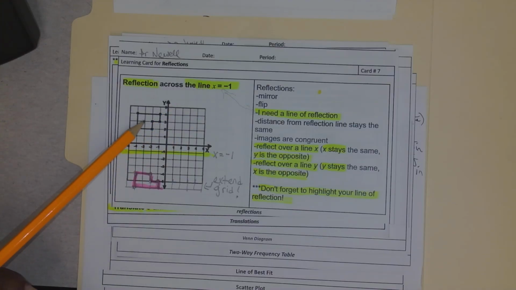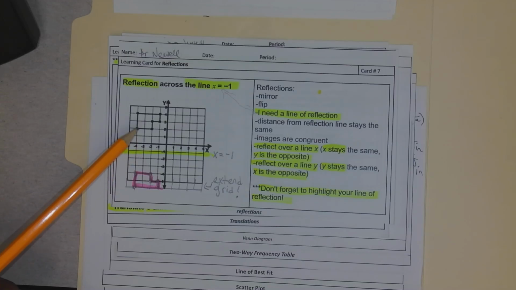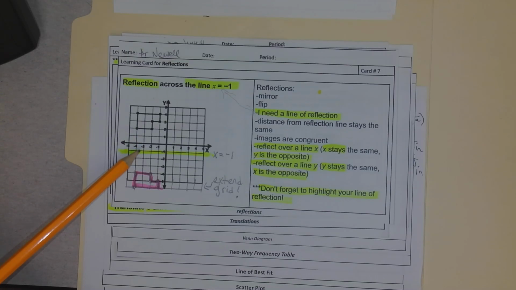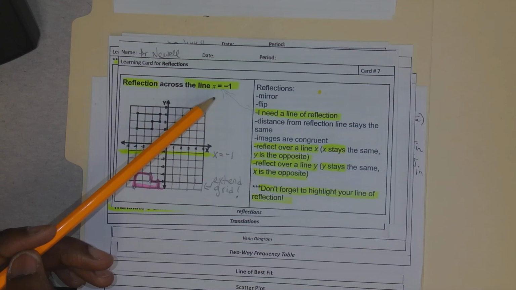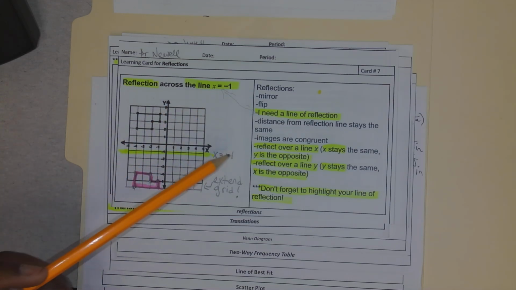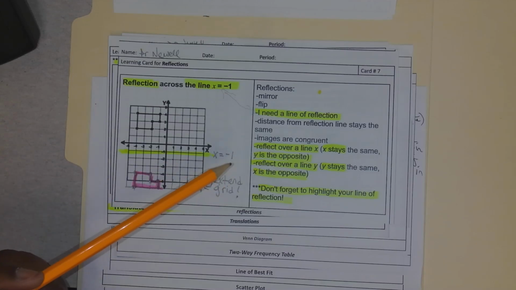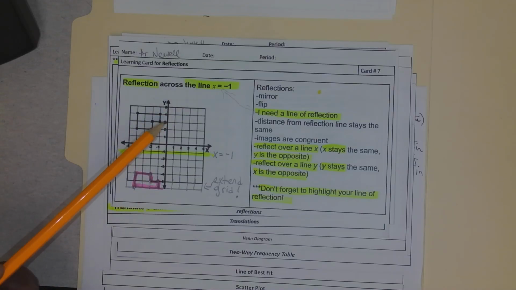And sometimes they'll have the pre-image and the image and ask you what was the line of reflection. And then you just have to count the distance between your pre-image and your line of reflection and the distance between the line of reflection and your image, and it should be the same. That will tell you where your line of reflection is, okay? Because it should be midway between both of those images. All right, so here we go.